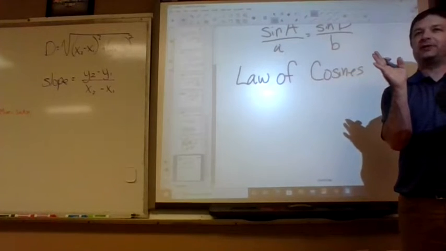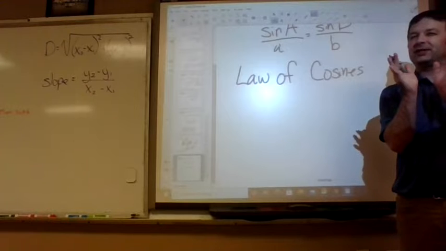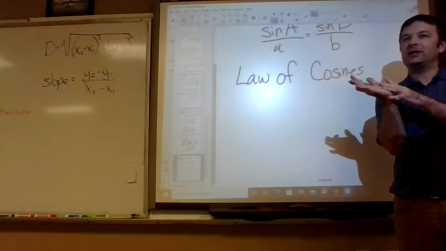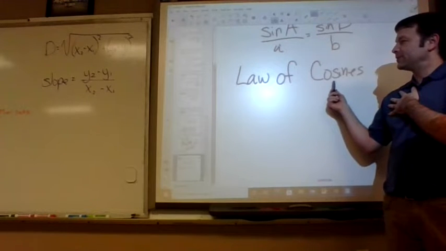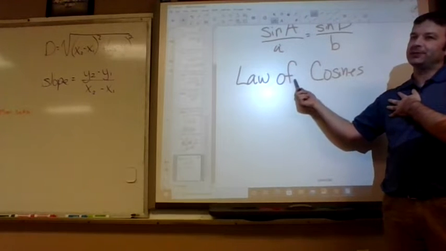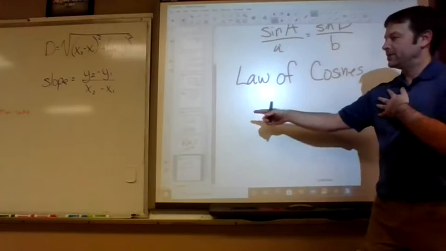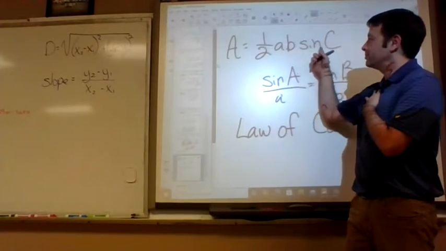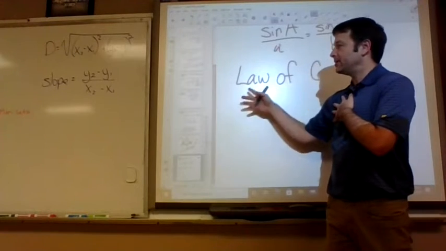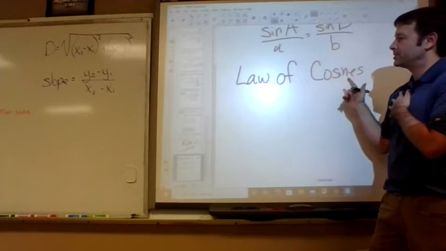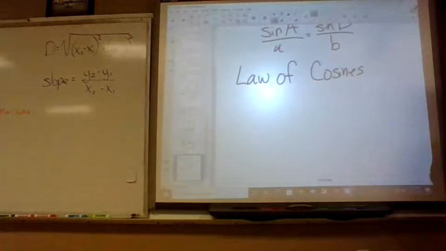You really only have to use law of cosines on the first step, because after that you can go back to law of sines to help you finish the triangle. This is for side-angle-side situations, kind of like the area formula was. The difference is we're not finding the area on this problem, we're just finding the missing parts.